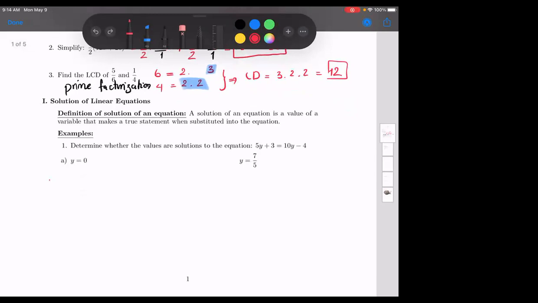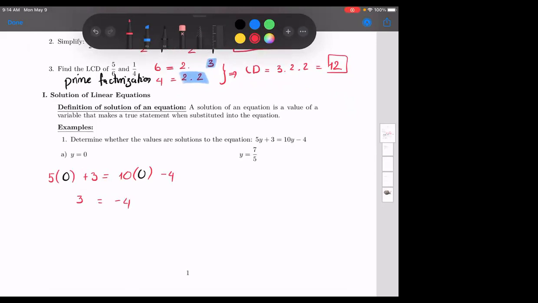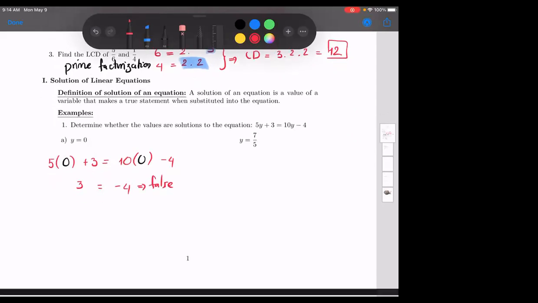So I have 5 times something plus 3 equal 10 times something minus 4. Well, that something is 0 now. 5 times 0, 0. So that's just 3. And then negative 4. Is 3 equal negative 4? No, right? That's just false. So you say that's a false statement. So this implies y equal 3 is not the solution to the equation above, right?